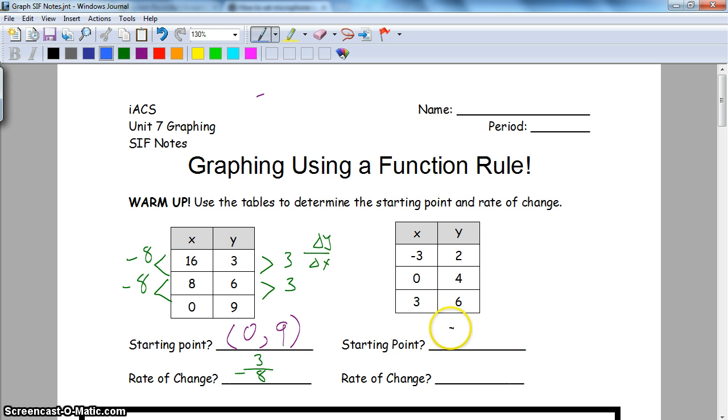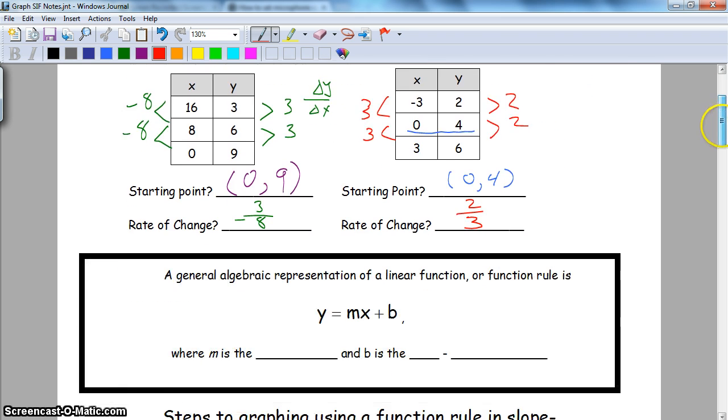Alright, so hopefully y'all got a starting point of 0, 4, because that's this point. And then your rate of change, this is going up 2 each time. This is going up 3 each time. Oh, that's the weirdest thing. So you got 2/3. So that's a review of where I need you to be right now.